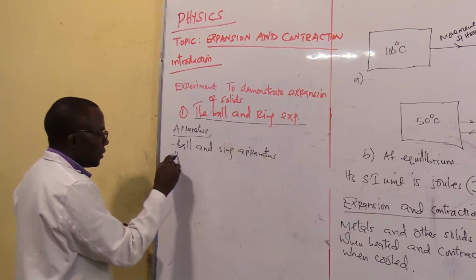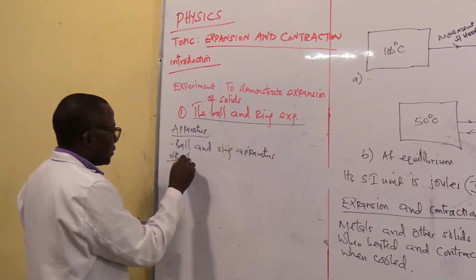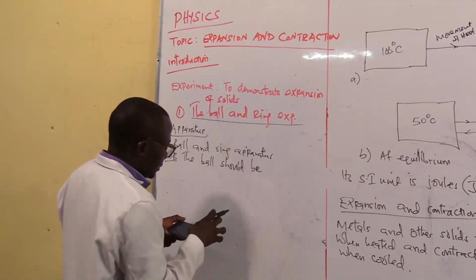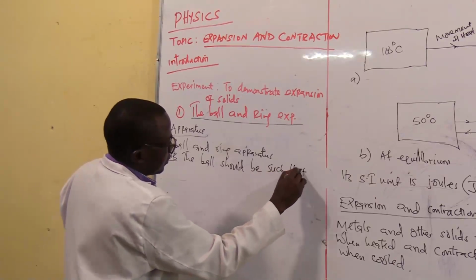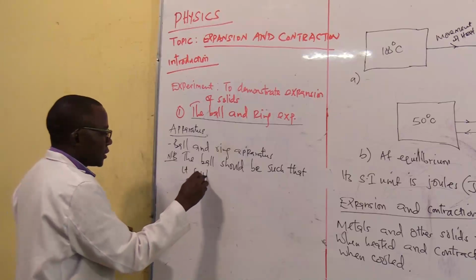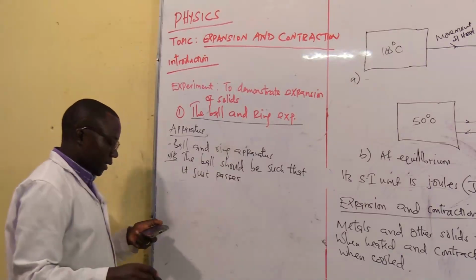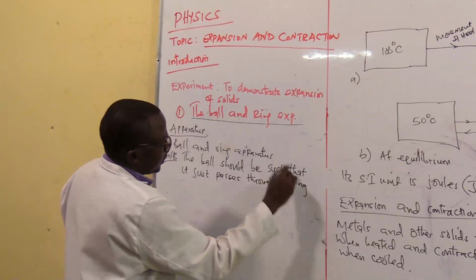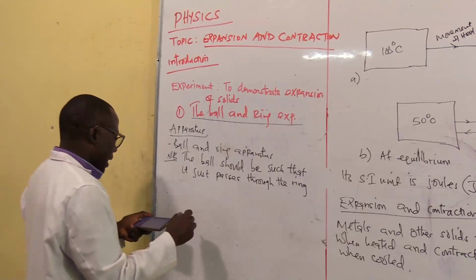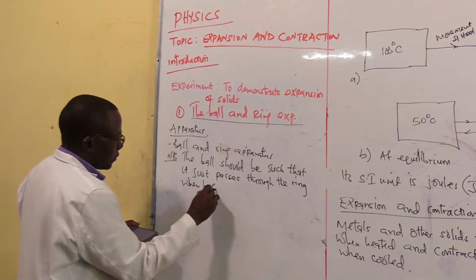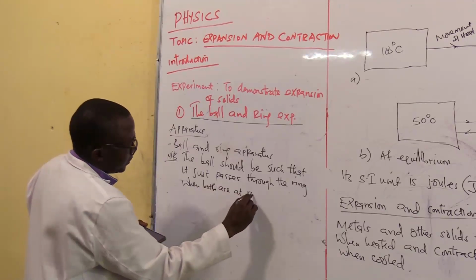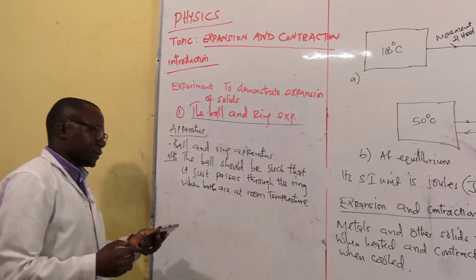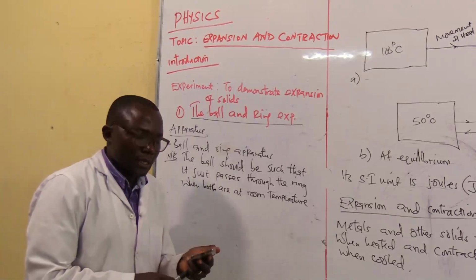So we are saying that the ball should be such that it just passes through the ring when both are at room temperature. So that is the condition. It just passes. So that is what we have in there.